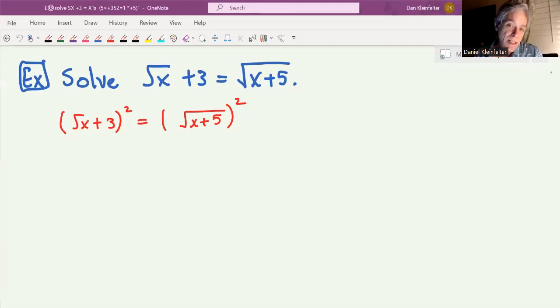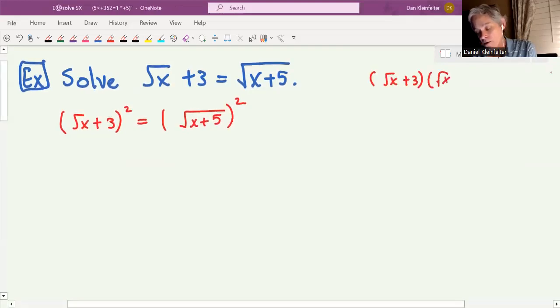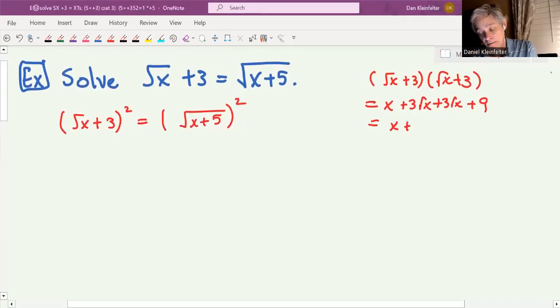So when you take the square root of x plus 3 and square it, remember that this isn't going to be x plus 9. You need to use the perfect square trinomial formula or FOIL in order to multiply out that left side. You have the square root of x plus 3 times the square root of x plus 3. That will be for the firsts an x, for the outers a 3 root x, for the inners a 3 root x, and for the lasts a 9. We get x plus 6 square roots of x plus 9 on the left side.